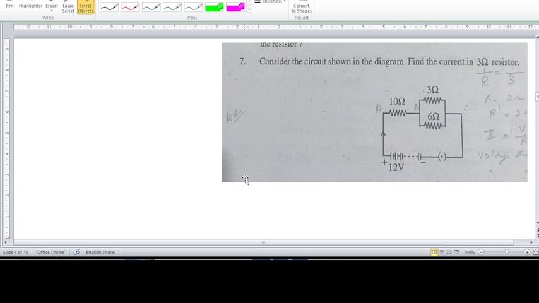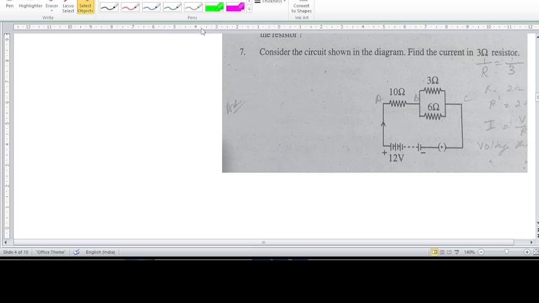So now the next question which I have to discuss is a combination of some resistors, and we have to calculate the current through this 3 ohm resistor. One thing, look, a 12 volt battery is connected. I don't know what the current is here, but for sure I can calculate the overall resistance.